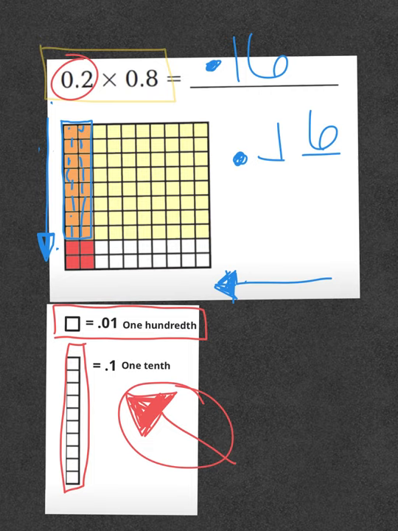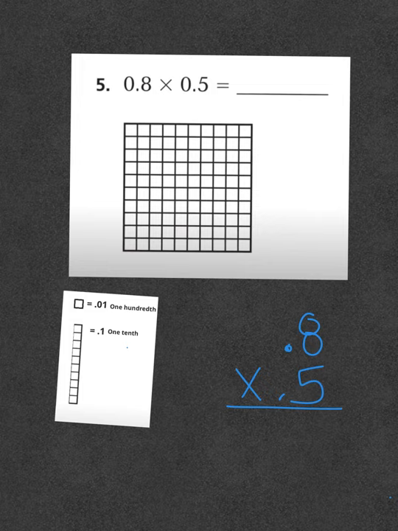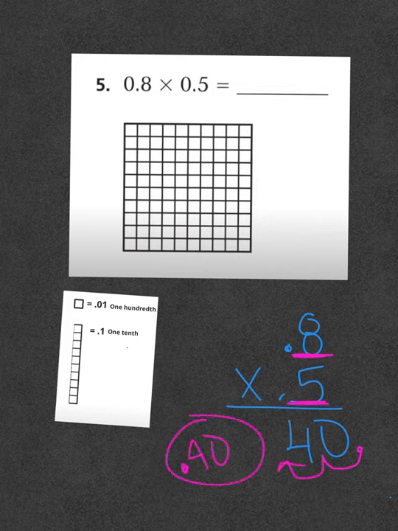Okay, let's do another one. Okay, guys, on this one, we'll just do a standard algorithm, and then we'll model the answer. So we have 8/10 times 5/10. We'll line everything up to the right. 8 times 5 is 40. But I know that number's too big because I'm dealing with numbers less than 1. So count the place values after the decimal for both of them. There's 2, so I need to start here and come back and make my number smaller. And I end up with 40 hundredths.